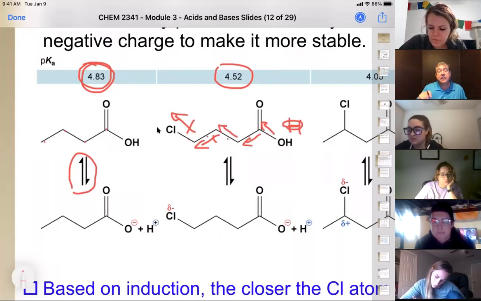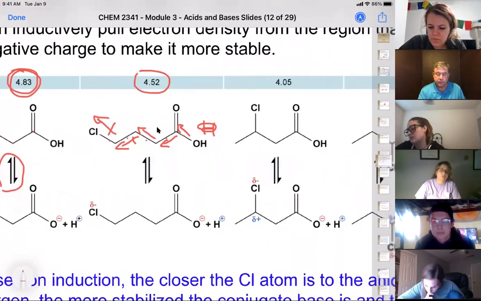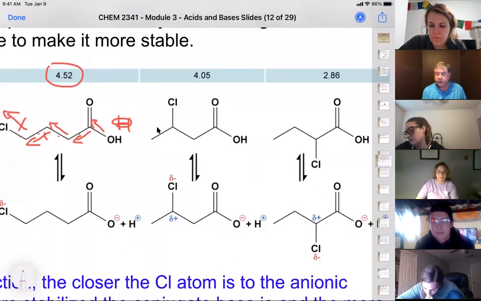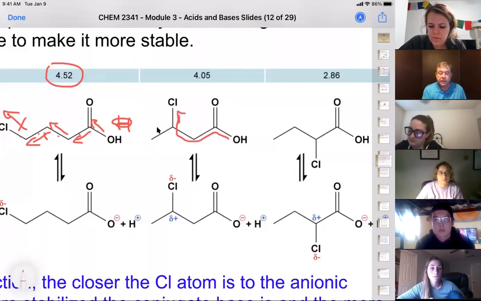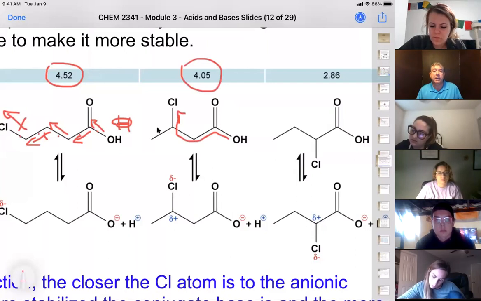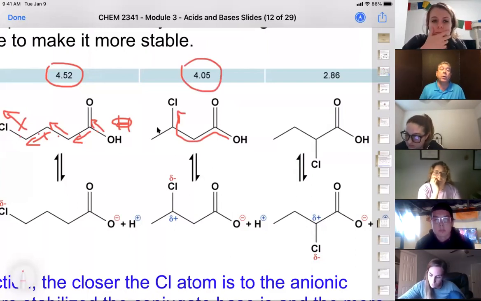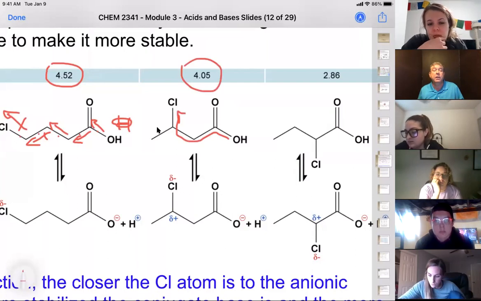Okay. But we can still measure the difference. So let's move it a little bit closer. Let's say it only has to draw that electron density through 1, 2, 3, 4 bonds right here. We see another drop in the pKa. The closer that electronegative atom gets to your carbonyl, the stronger the effect because you are pulling electron density through fewer bonds. You're pulling it through bonds, not through space. That's what we call the inductive effect. It's inductively pulling electrons through bonds.